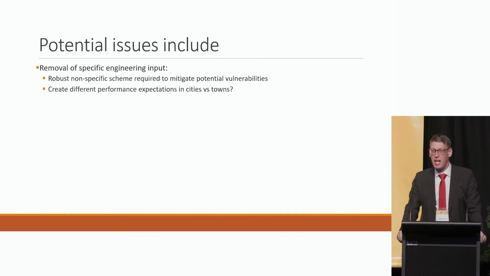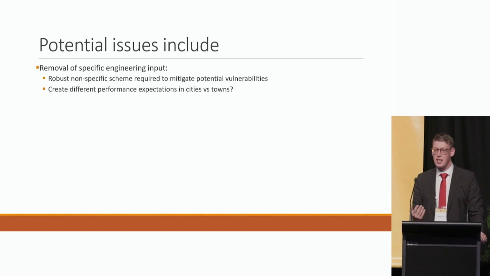The removal of specific engineering input is a big issue. A robust, non-specific scheme is required in order to mitigate against potential vulnerabilities that may appear. It's also possible that it might create the perception that there is a different performance expectation between what we expect in cities and what we expect for safety in rural communities.